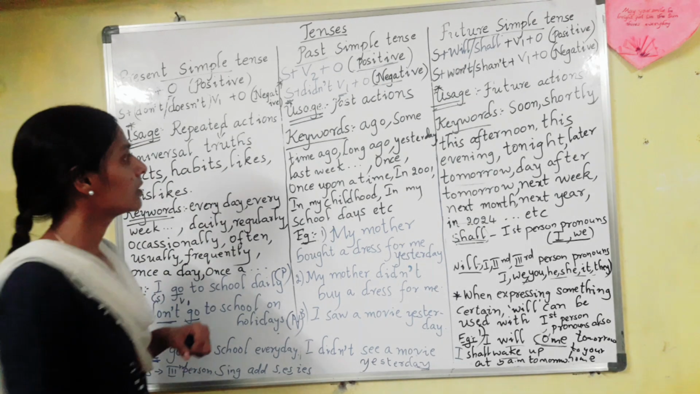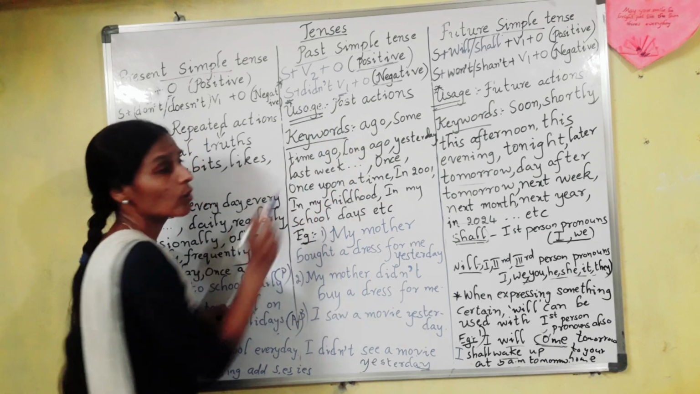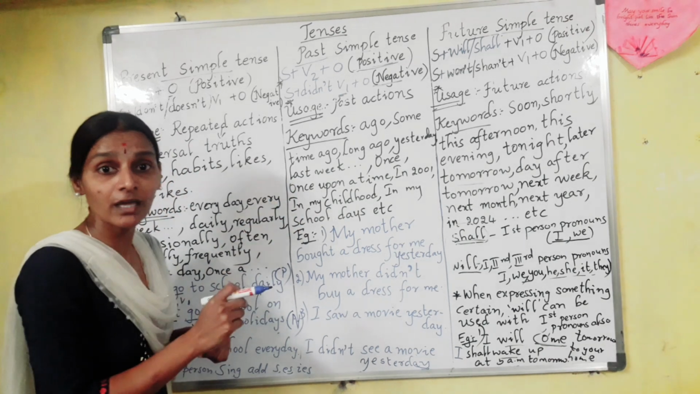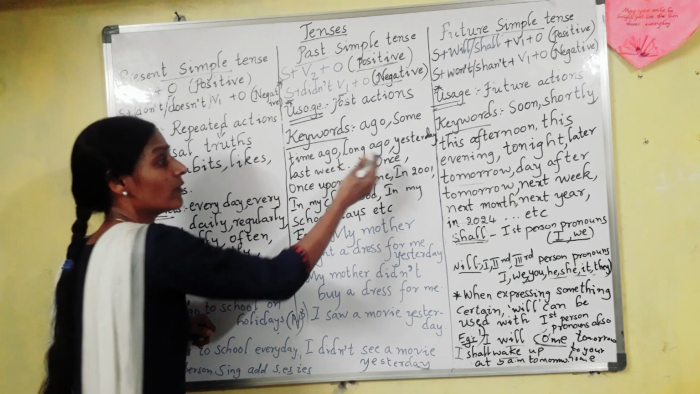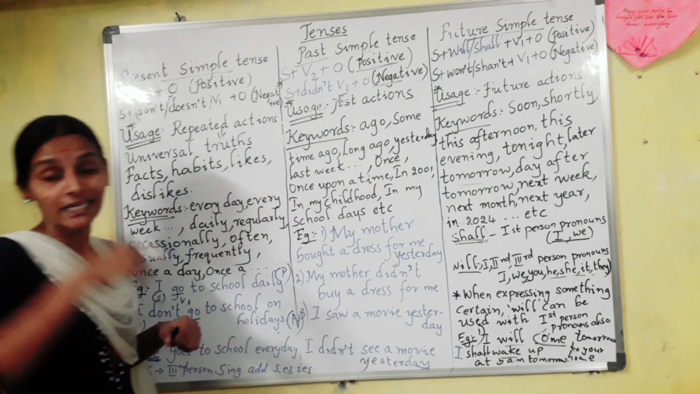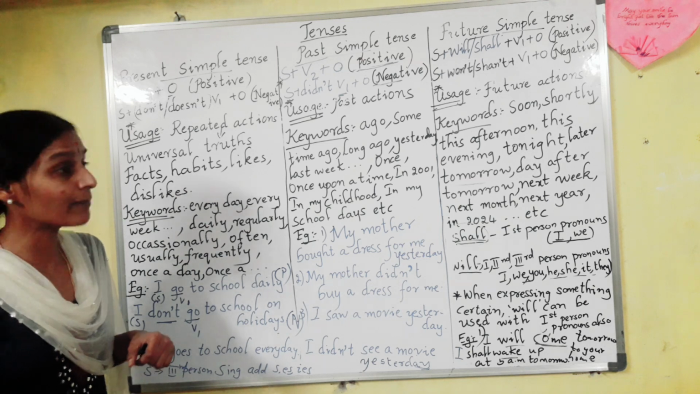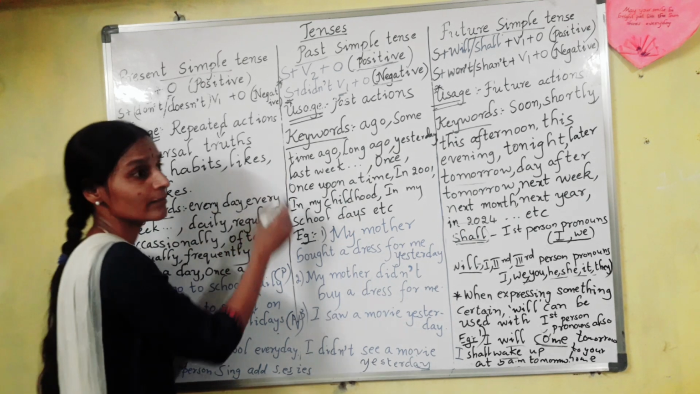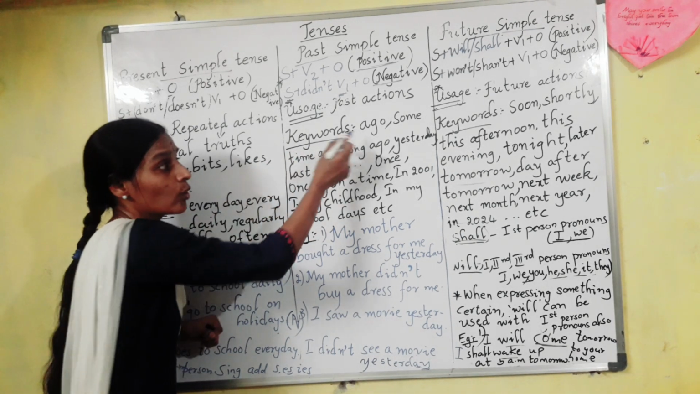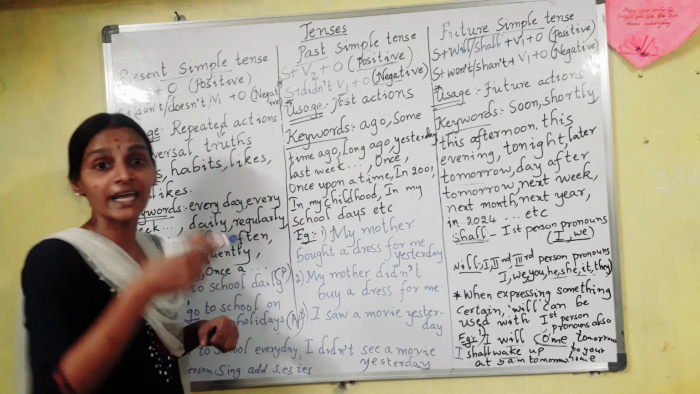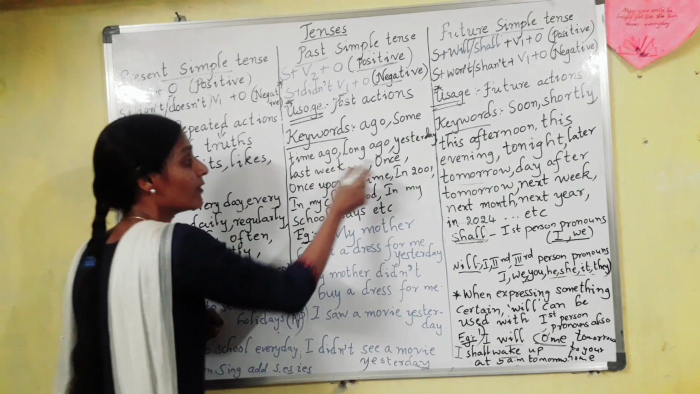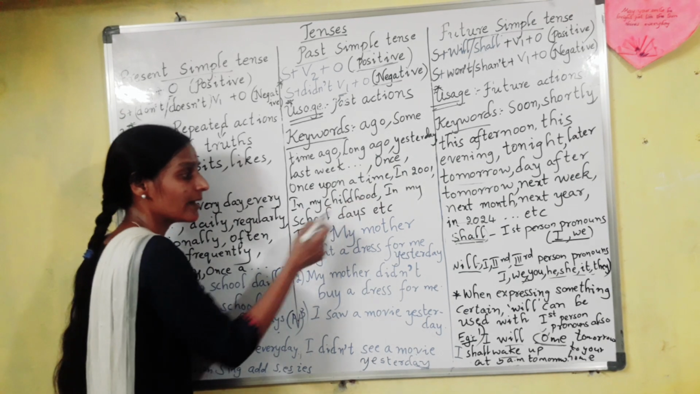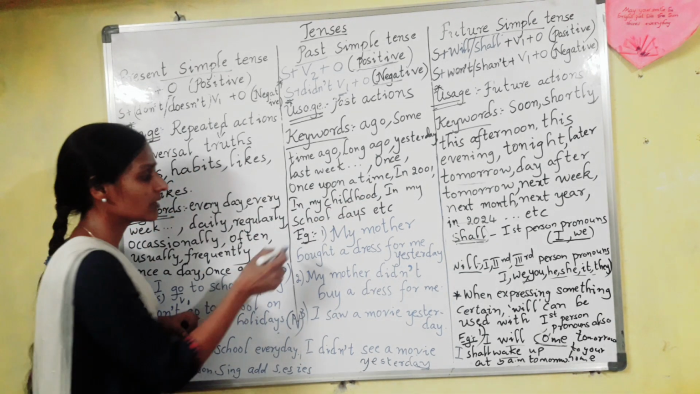What are such words? Some of the keywords are ago, some time ago, long ago, yesterday, last week, last month, last year, once upon a time, in 2001, in 1999, 1998, in my childhood, in my school days, etc. So again I am going to repeat the keywords: ago, some time ago, long ago, yesterday, last week, last month, last year, once upon a time, in 2001, in 1999, 1998, in my childhood, in my school days, etc. Some examples we are going to see.